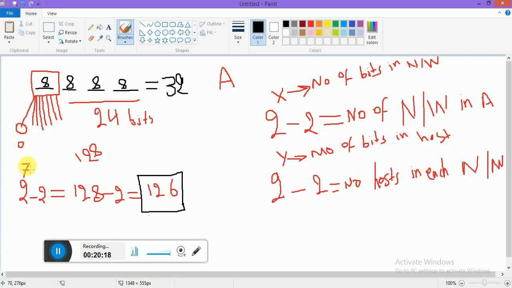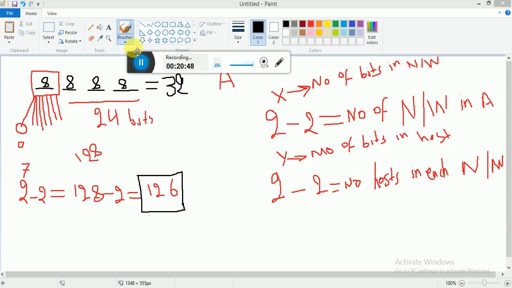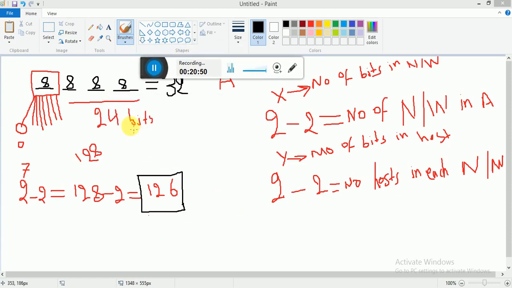Now if it is 0, the formula for the remaining bits is 2 raised to power x minus 2, which is equal to the number of networks in class A. So what is x actually? The number of bits in the network. The number of bits is 8, so why did we take 7? The one bit which is always 0, we do not need to include that, right? So the total number of networks in class A is 126. Now let me talk about the rest of the bits.